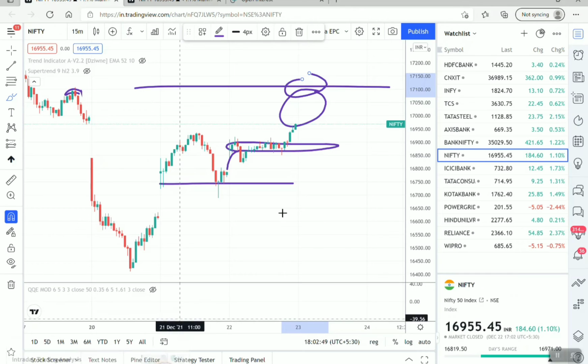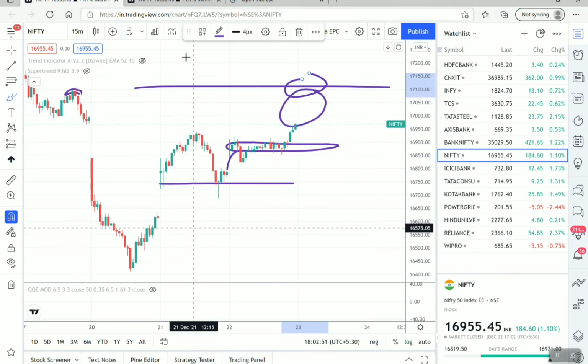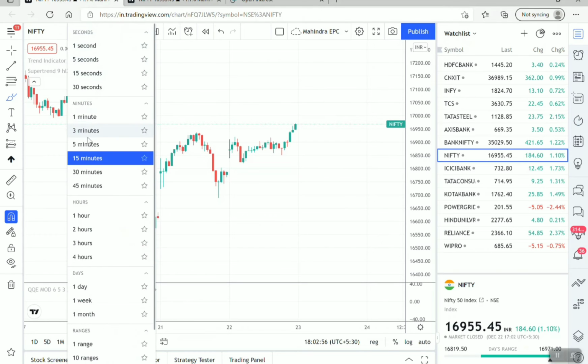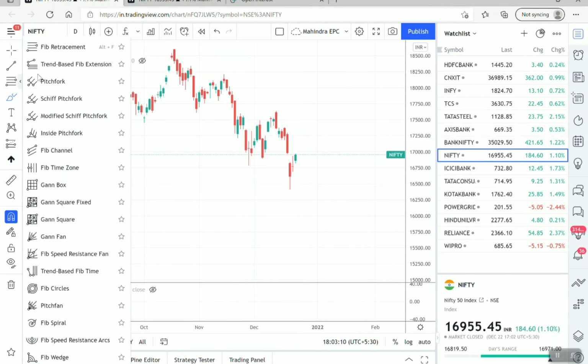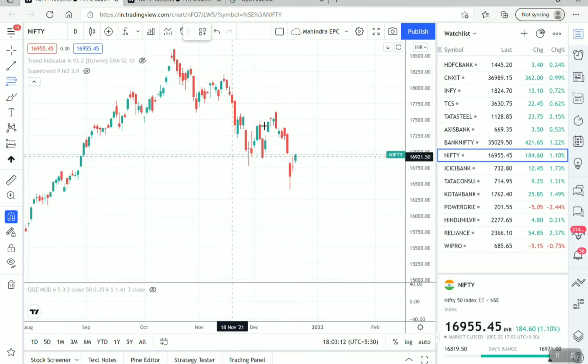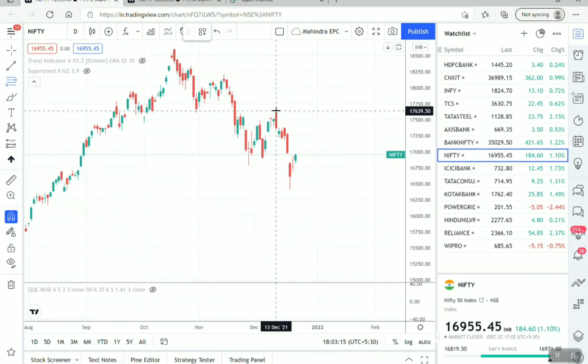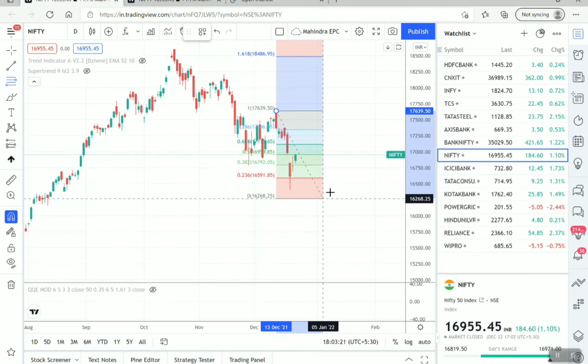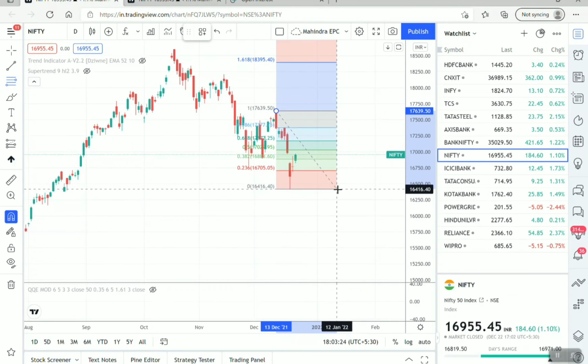Now let's look at the Fibonacci retracement, how much bounce it can give us. For that, let's go to the daily candle. We can go to Fibonacci retracement, and this fall has started from this level, right? So we will take the recent bounce level and the recent low level, 16,400 something, right?